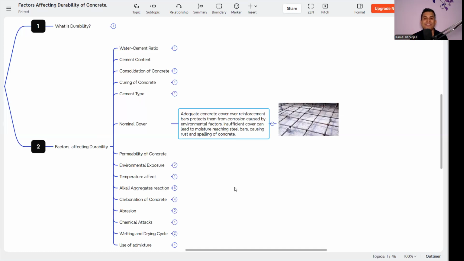I have made a detailed video on this. The link is there in the description. You will get full information about the corrosion of the reinforcement.